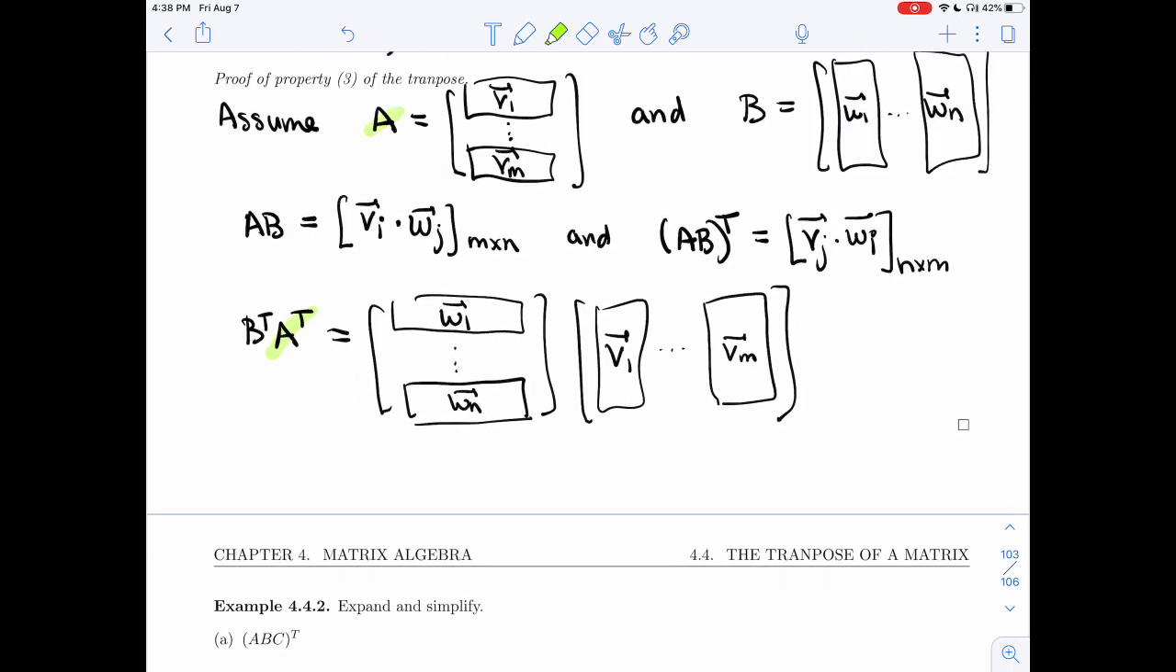Well, if I take this product of matrices, I will be looking at rows here and columns here, and so I am going to get W_i dot V_j, and it's going to be an n by m. And now since the dot product is commutative, then these two things are equal.